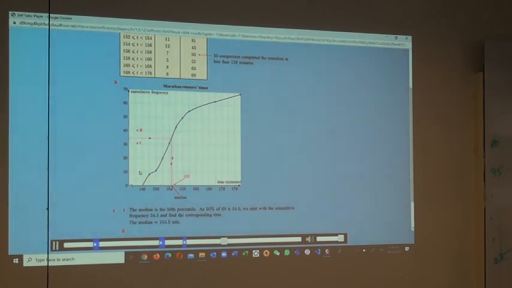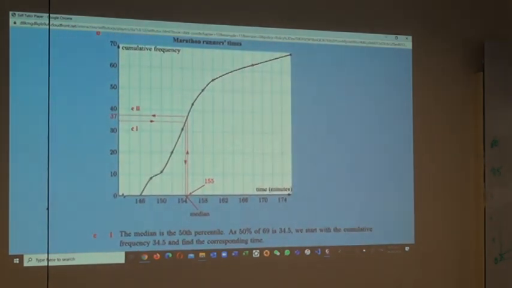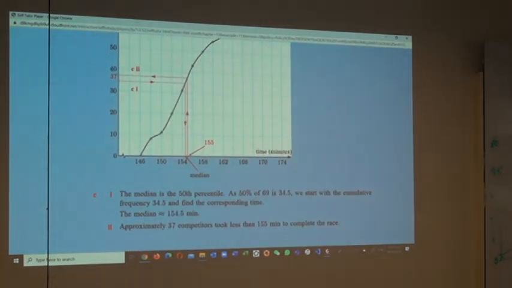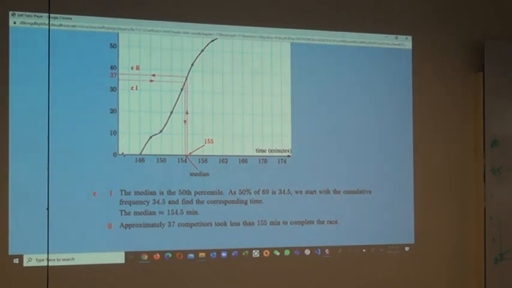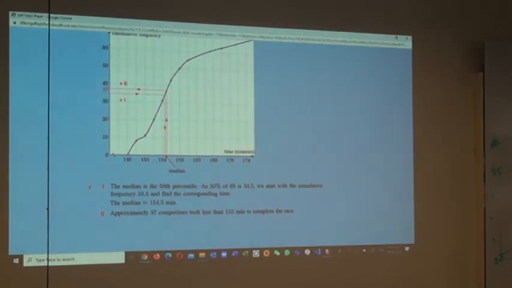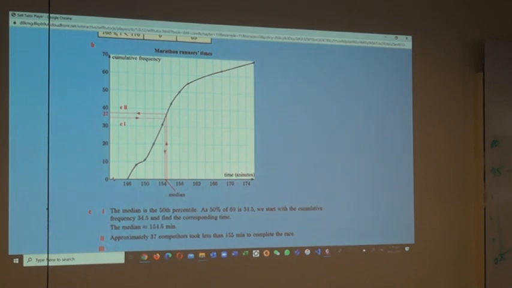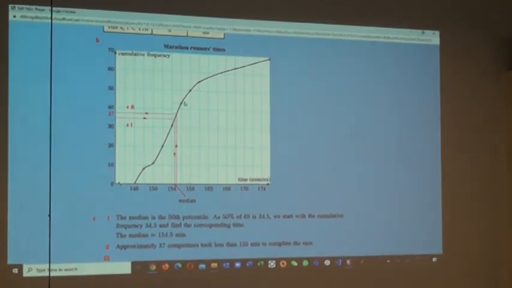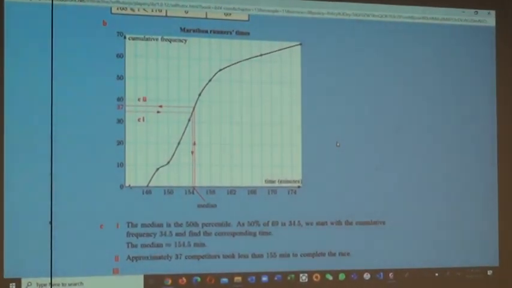About 37 competitors finished in less than 155 minutes. We next estimate the percentage of competitors who finished above 159 minutes. We again start with the time on the horizontal axis, then find the corresponding cumulative frequency. The number of competitors who finished above the time is the total number of competitors minus the cumulative frequency.